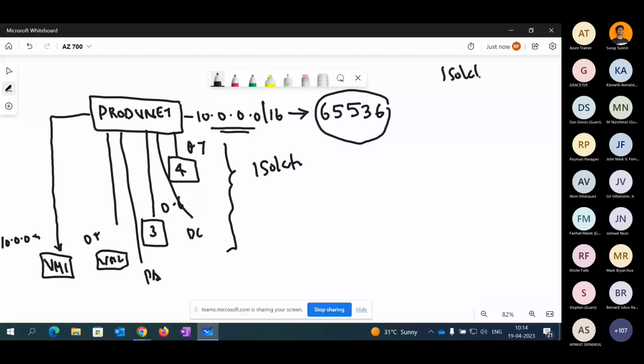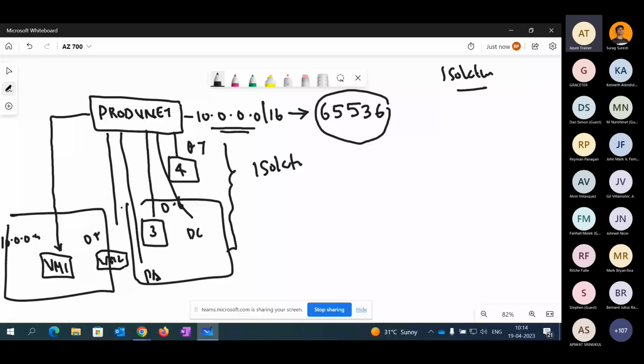Isolation means that this 65,000, you will make into a small chunk of unit. So in case you want to put some kind of traffic management, you will be able to make some kind of isolation or traffic management, which is basically known as a subnet.